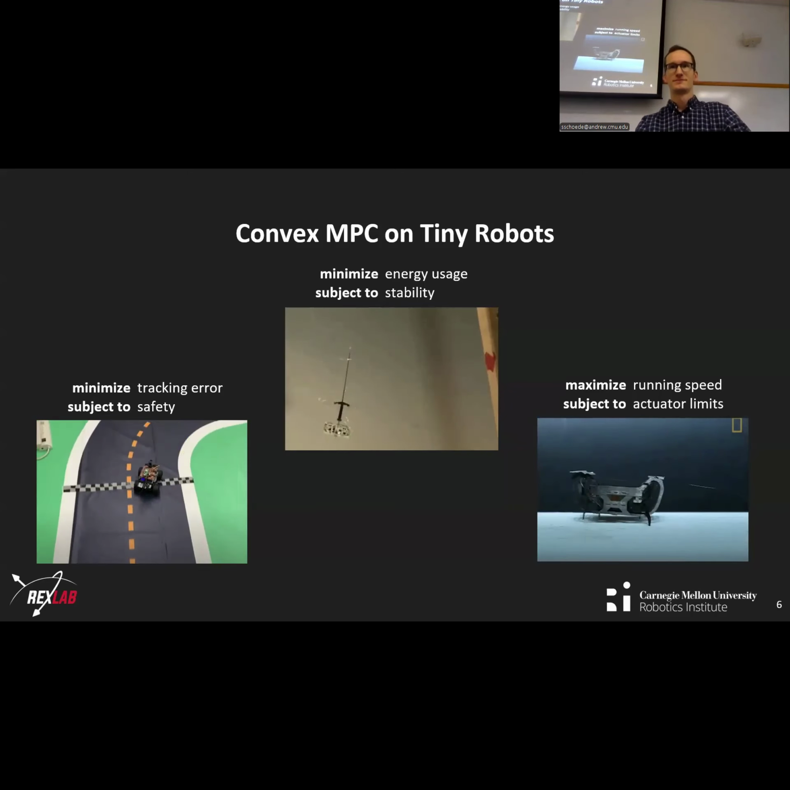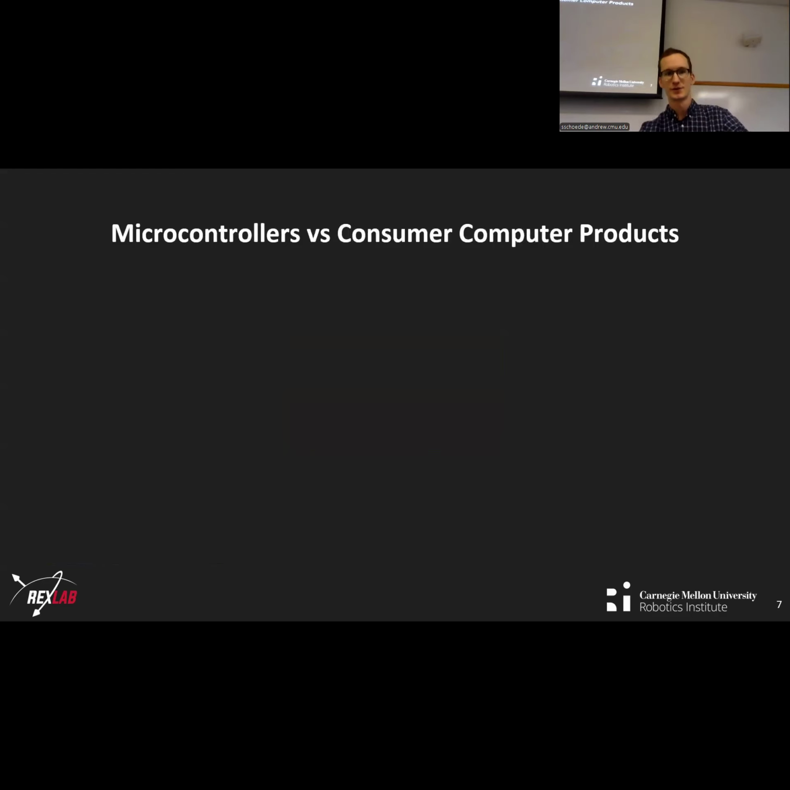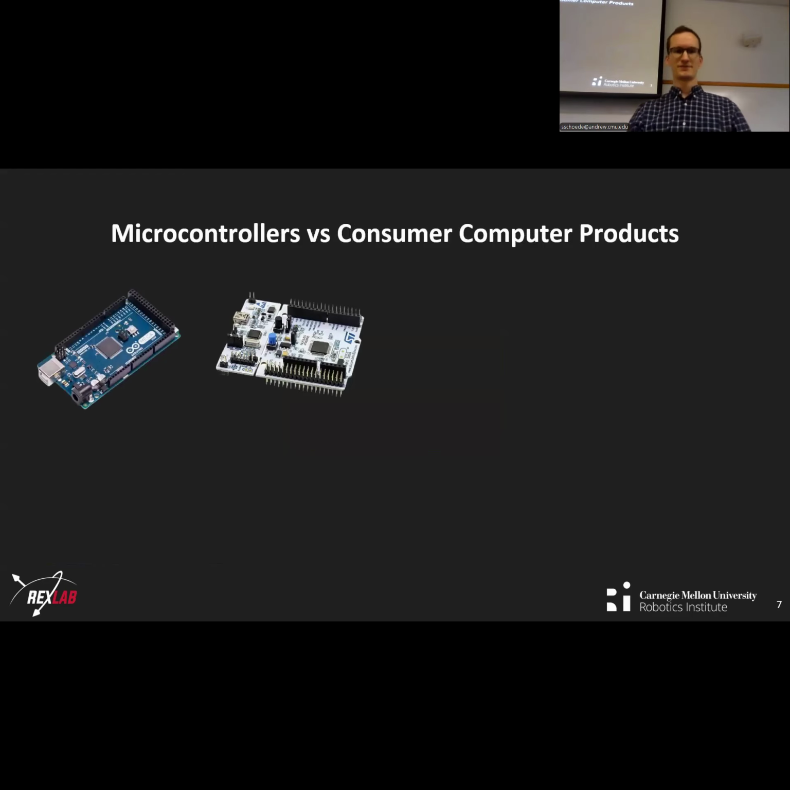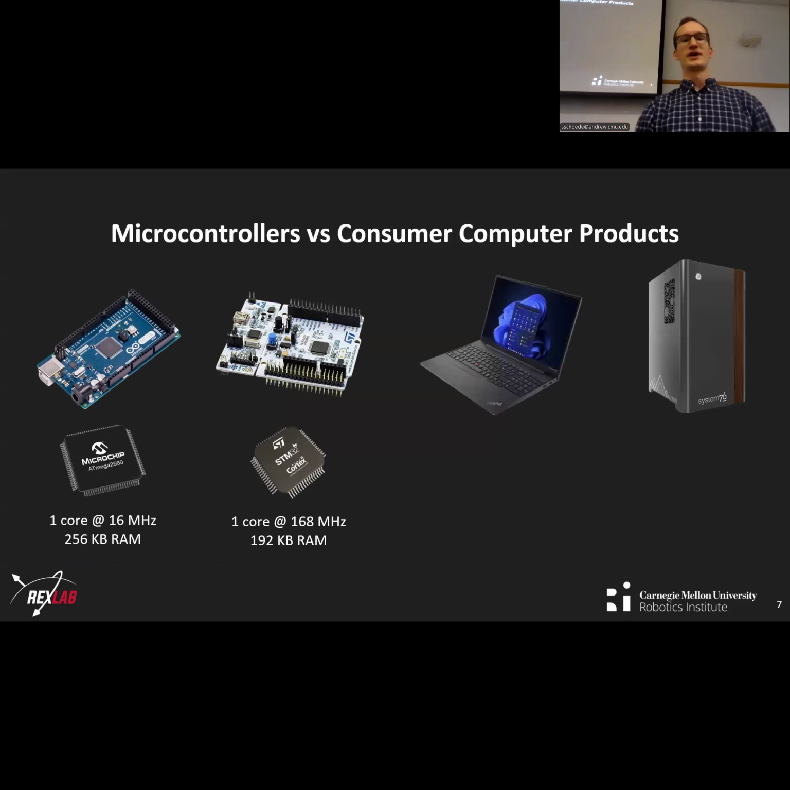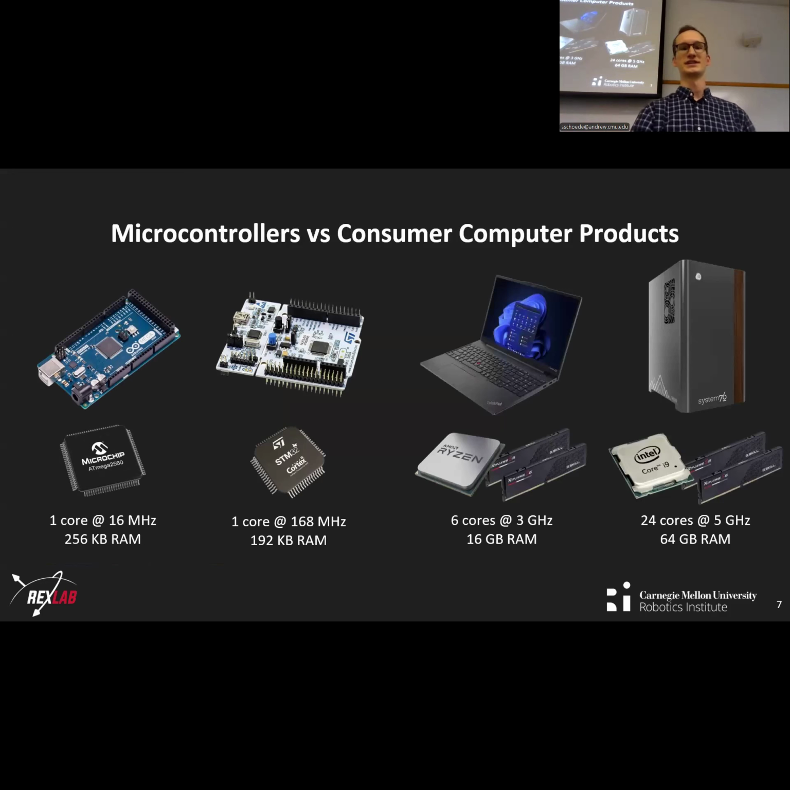And just to give some perspective on the kinds of controllers we're working with, I just found some very generic ones. We have an Arduino and an ST microelectronics breakout board here. And these are some pretty common microcontrollers you'll find in the wild. They run anywhere from a few tens of megahertz to hundreds of megahertz and have a similar amount of kilobytes of RAM. If we compare this to consumer products like desktops and laptops, these run with many more cores, each running at gigahertz speed, and then we have gigabytes of RAM.